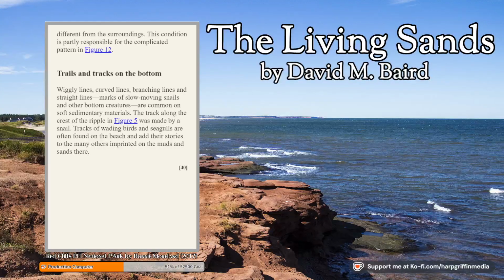Trails and tracks on the bottom, wiggly lines, curved lines, branching lines, and straight lines, marks of slow-moving snails and other bottom creatures, are common on soft sedimentary materials. The track along the crest of the ripple in Figure 5 was made by a snail. Tracks of wading birds and seagulls are often found on the beach and add their stories to the many others imprinted on the muds and sands there.